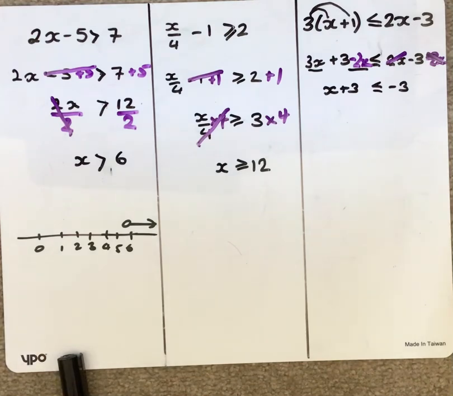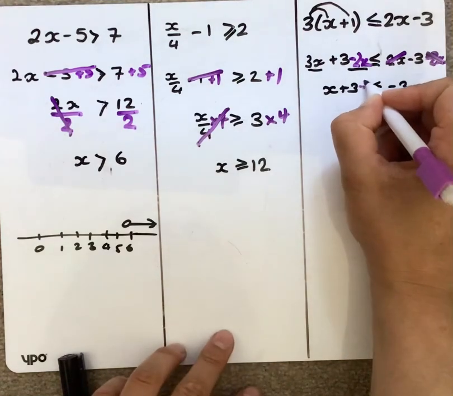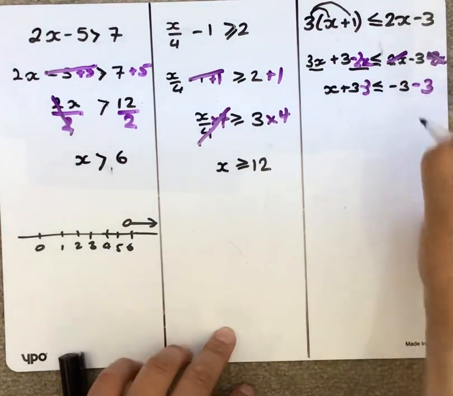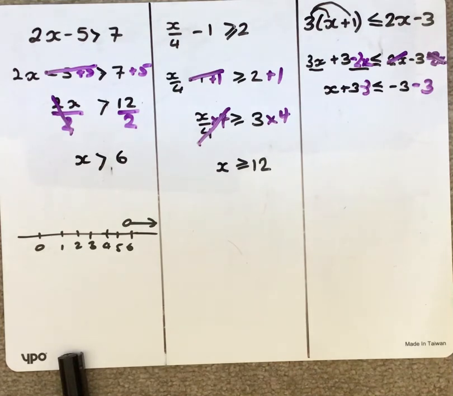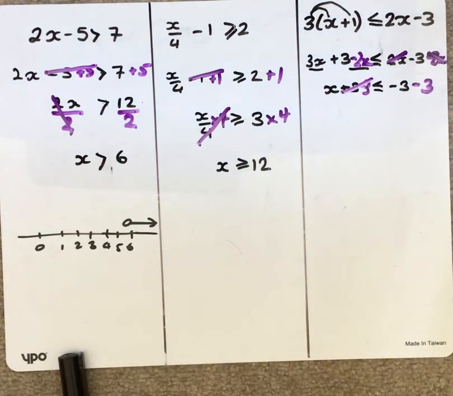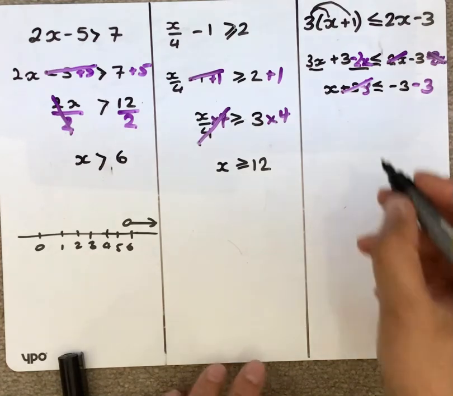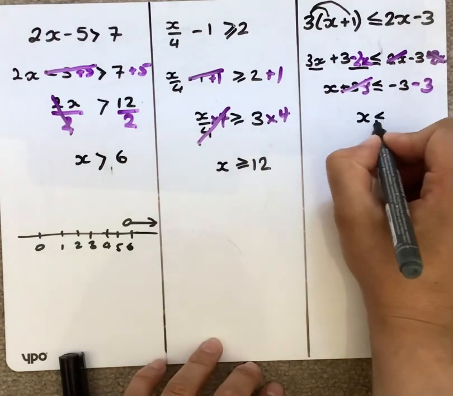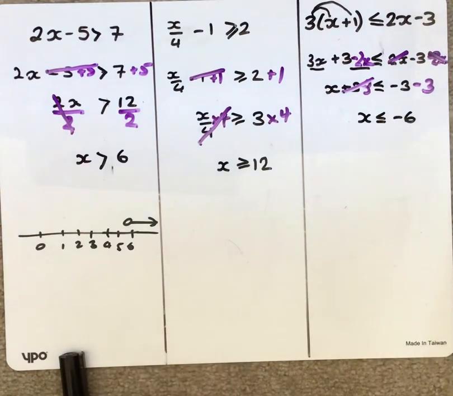So to get x on its own, I just need to get rid of the plus 3. That's easy because I know the inverse of plus 3 is take away 3, and I know I need to do it to both sides. So plus 3 take away 3 cancel each other out because they're inverses, and I get x is less than or equal to minus 6. And there we go. I've now solved that inequality.